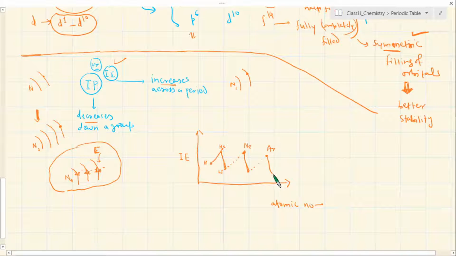Then the next element should be, this is sodium, then the next element should be potassium, and likewise it will go on. So this is the general trend. This represents going down a group, sorry, across a period. Let me show this one, helium, a little bit away, helium.